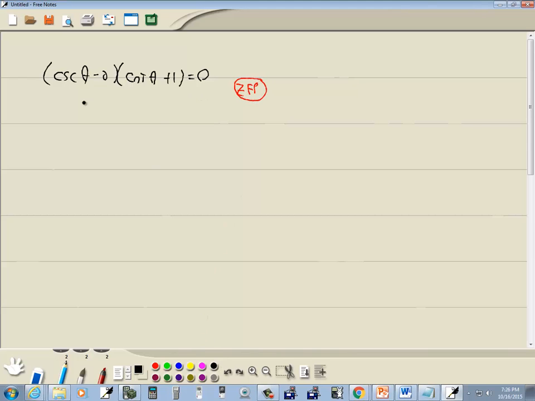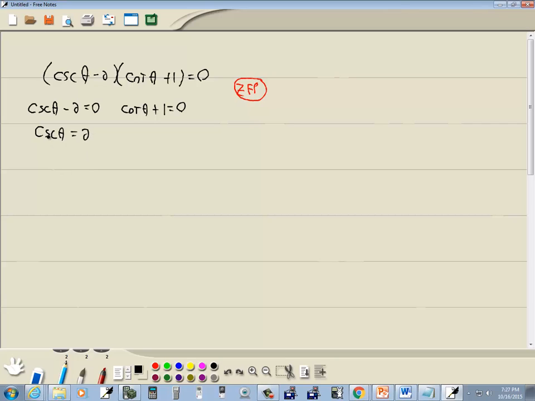It says if you got 0 on one side and you factored the other side, you set each factor equal to 0. So I'll set cosecant theta minus 2 equal to 0, and I'll set cotangent theta plus 1 equal to 0. Now to solve this, I get cosecant theta is equal to 2.